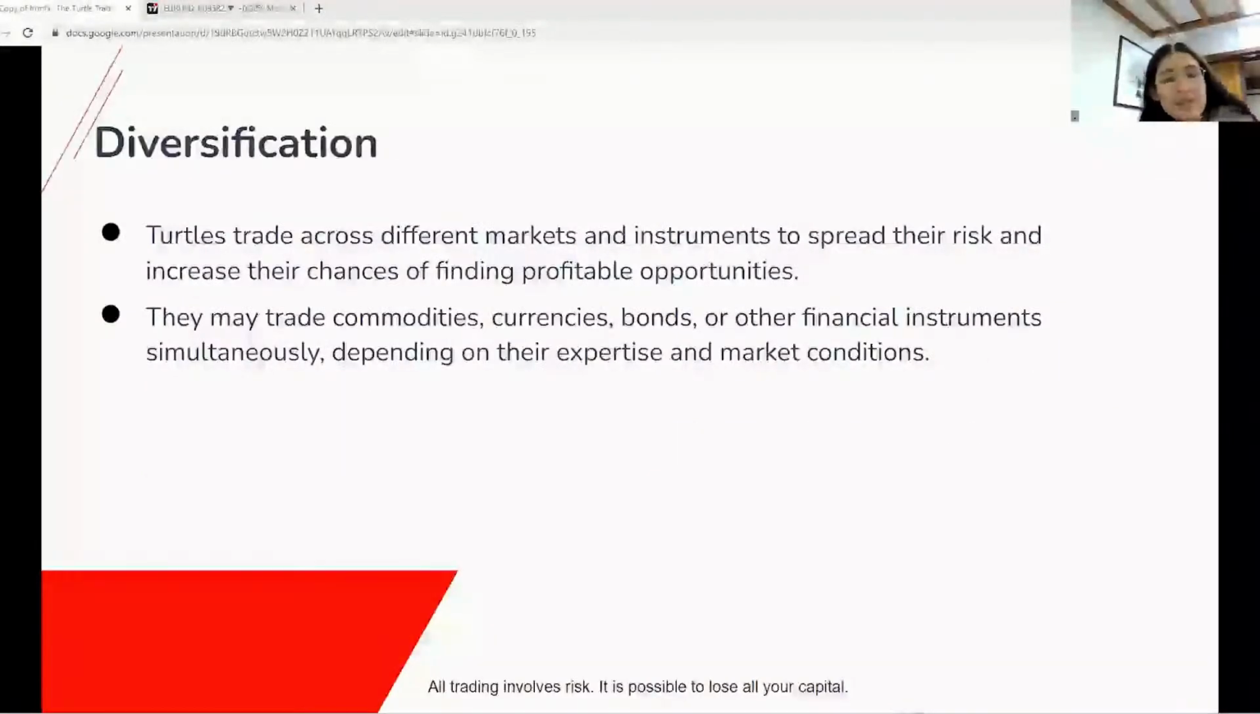Next, we have diversification. So another aspect of the turtle trading strategy is diversification. Turtles trade across different markets and instruments to spread their risk and increase their chances of finding profitable opportunities. So they may trade commodities, currencies, bonds, or other financial instruments simultaneously, depending on their expertise and market conditions.